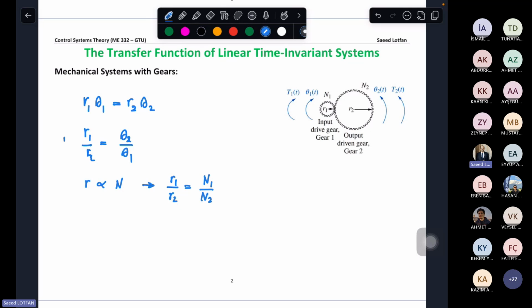So we have one relationship here, second relationship here. The third one is that if there is no loss in the system, no friction considered, we can say the power T1 theta 1 is equal to T2 theta 2, which both of them show the work done by the torques for rotation of theta. So these are three relationships that we can use to simplify mechanical systems when we have gears inside them. Any question?